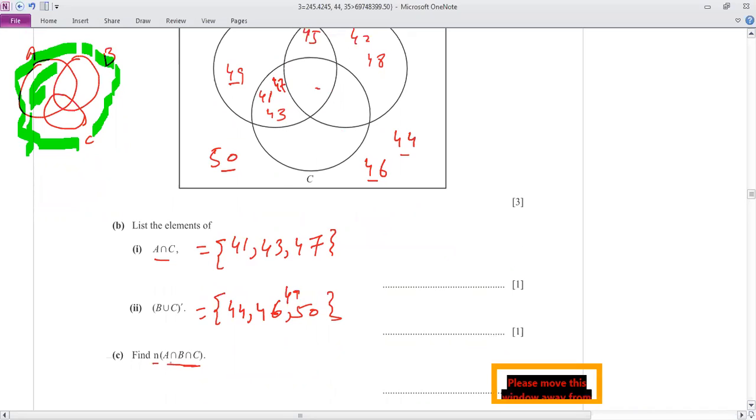And then the number of elements in A intersection B intersection C. This is the region which is A intersection B intersection C. Do we have any element here? No. So it means 0 elements are in this region. Because N is outside, meaning number of elements. If you were asked, the set is empty. But right now N is outside, meaning number of elements. So the number of elements is 0.